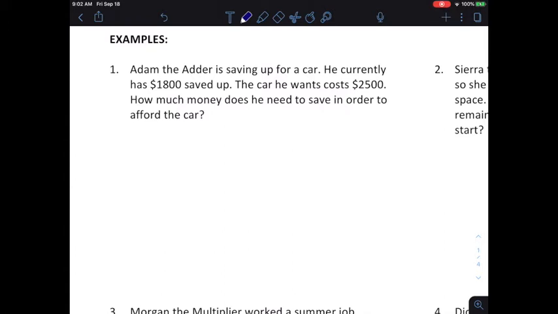So the first example, it says Adam the adder is saving up for a car. He currently has $1,800 saved up. The car he wants costs $2,500. How much money does he need to save in order to afford the car?